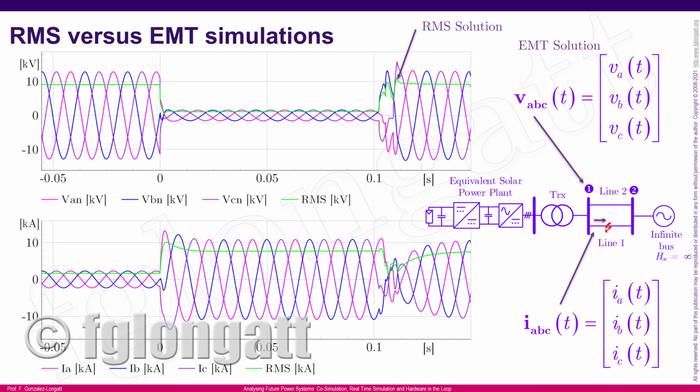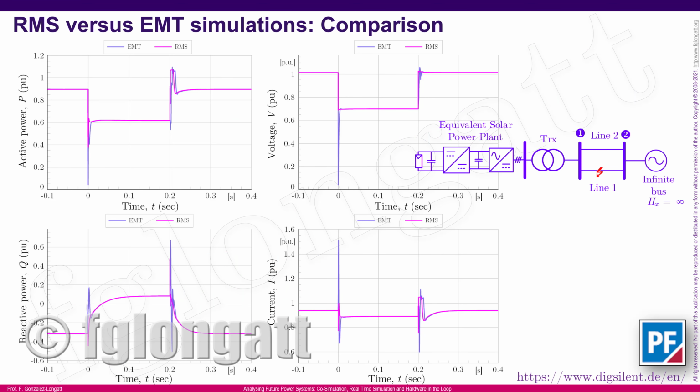Let me show you in the next slide what is happening when we compare the results using RMS and EMT simulation. For instance, in the top left hand side, you can see the active power. As you can see, in steady state, the RMS and the EMT simulations have the same value. And also here, during the short circuit, in the steady state behavior, they have the same value. But if we are interested in the extreme values during the fast transient, you can see the huge difference.